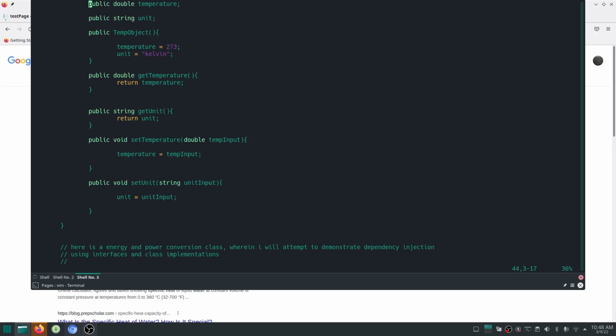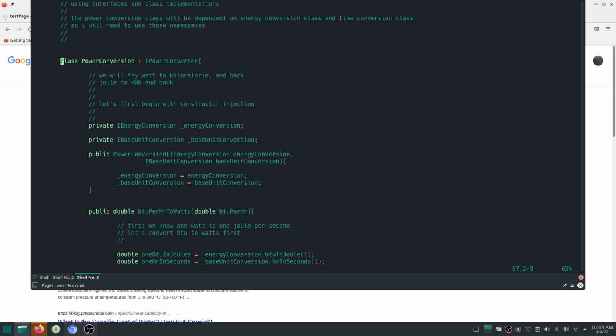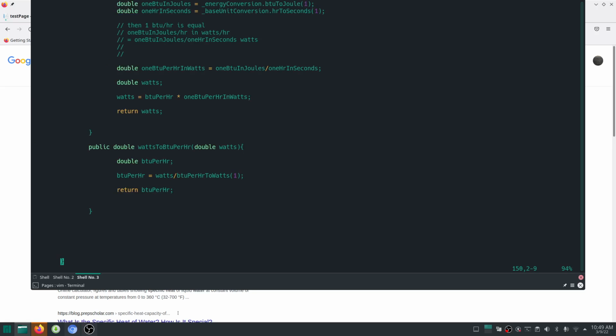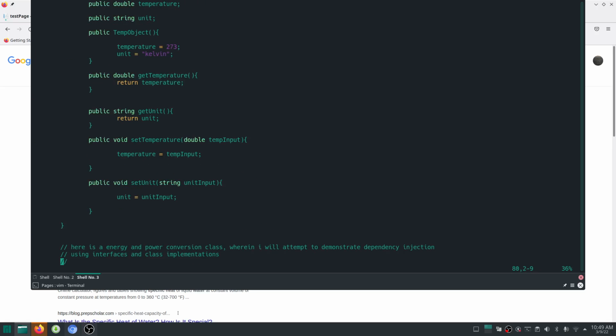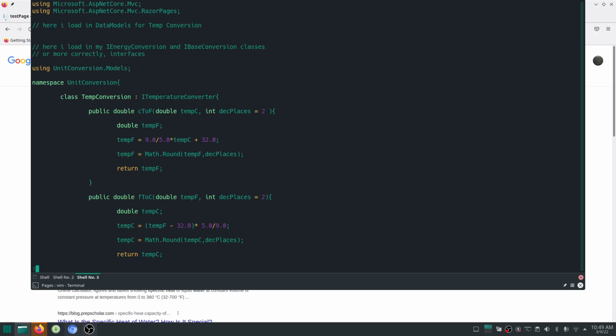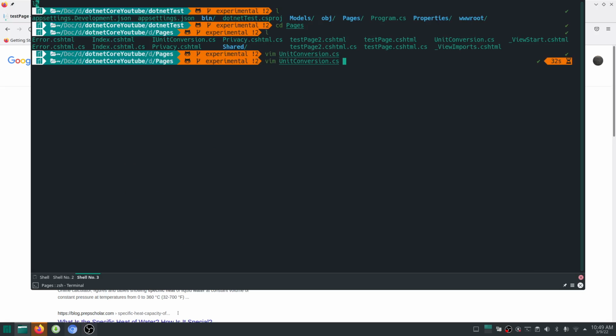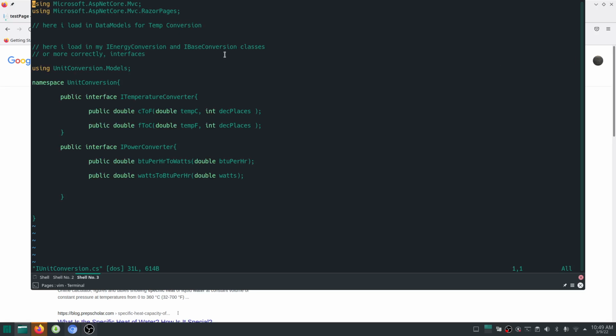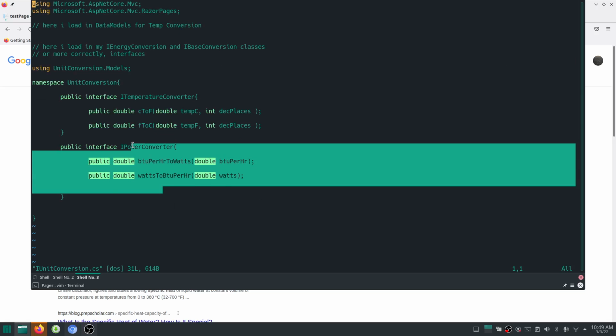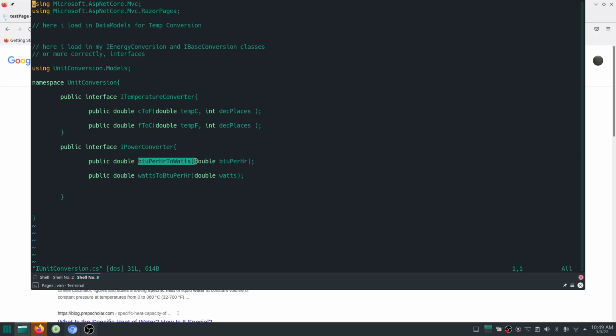In the namespace UnitConversion, my power conversion is an implementation of this IPowerConverter interface. And where did I set the interface? I can't even remember. For me it is IUnitConversion.cs, which will contain the interfaces. You can see interface ITemperatureConverter, you have C to F, F to C, back and forth. IPowerConverter will have BTU per hour to watts and watts to BTU per hour.